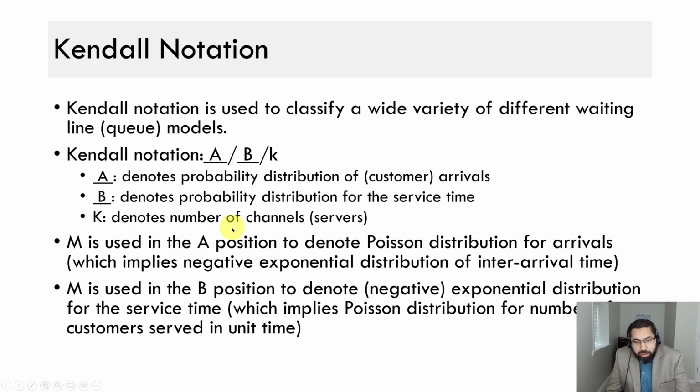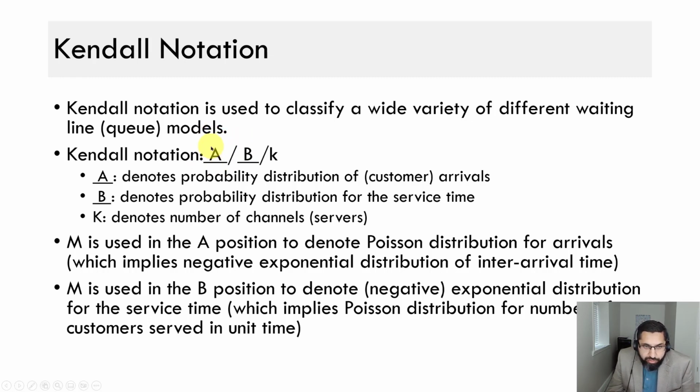Now, when we model the waiting line systems, we're going to use Kendall notation to specify what type of system it is. Kendall notation gives us 3 pieces of information. It has 2 letters, a letter followed by a forward slash followed by a letter, forward slash followed by K. The 3rd letter is the easiest to interpret. K is a number which tells you the number of servers or channels you have in the system.